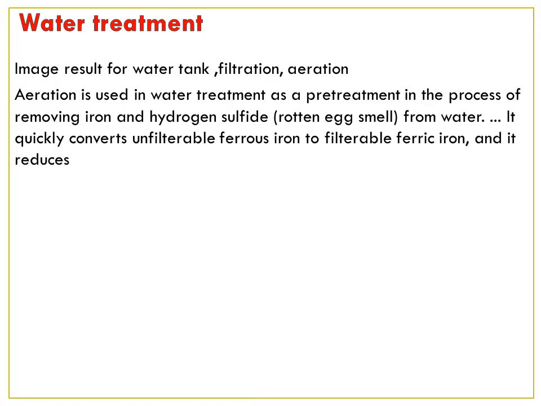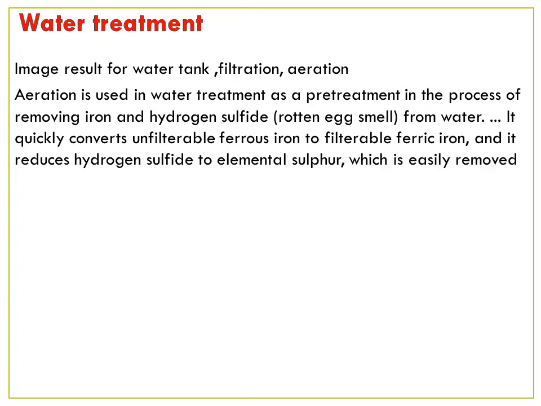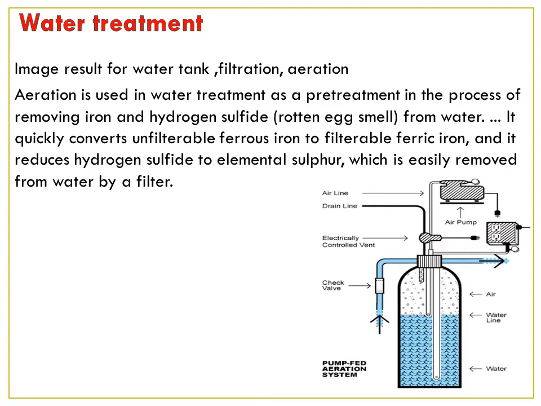Okay. So what are the other steps? Let's see. Water tank. What all happens? Filtration, aeration. Aeration is used in water treatment as a pre-treatment in the process of removing the iron and hydrogen sulfide. Rotten egg smell will be there, it smells like that, so dirty, from the water. It quickly converts unfilterable ferrous iron to filterable ferric ion, and it reduces hydrogen sulfide to elemental sulfur, which is easily removed from the water by a filter. Understood, children? What does aeration remove? See, understand the difference. Sulfur, ferric ion and all. Got it? Next is filtration.